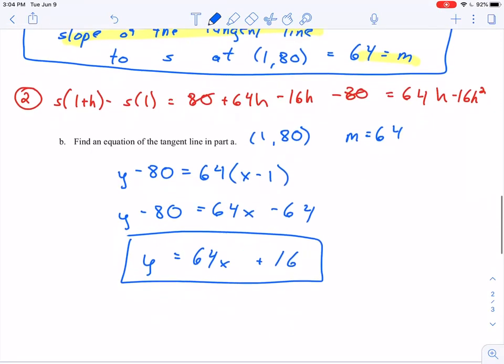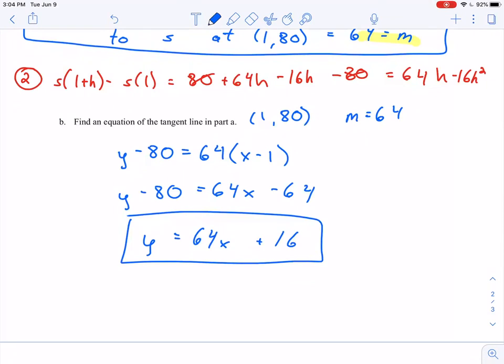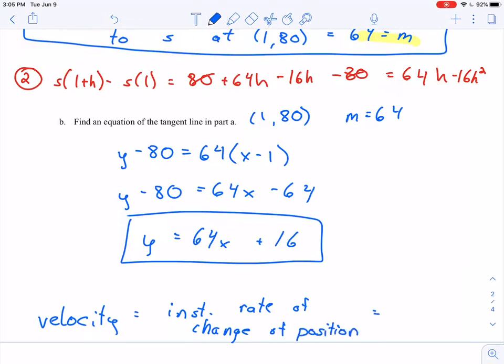So the thing I really want you to take away from this video is to recognize that velocity is the instantaneous rate of change of some function, in this case of position. And remember that that can also tell us slope of the tangent line. These three things are very interconnected, and they will be for the rest of this course.